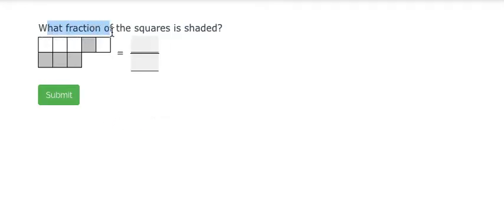What fraction of the squares is shaded? So the numerator will be how many are shaded and the denominator will be how many there are in total. Let's find out the shaded ones first. 1, 2, 3, 4. 4 is the numerator and the denominator is 4 plus 4 more, 8. This is the same as 2 by 4. It's a half of this.